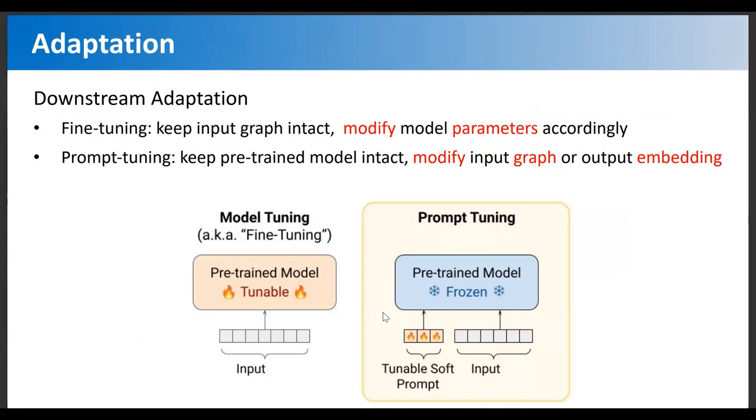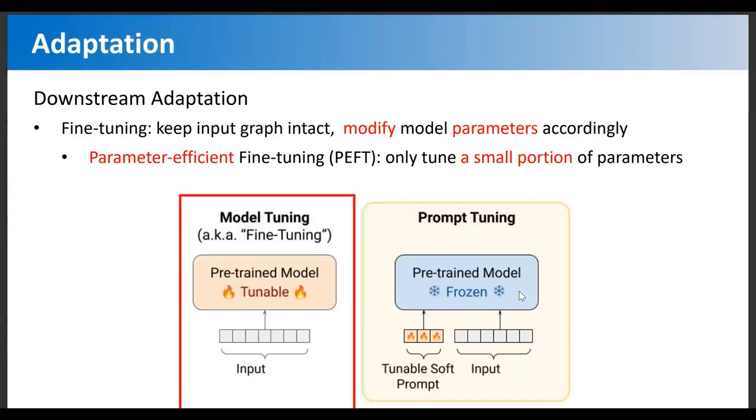But instead, in prompt engineering or prompt tuning methods, we keep the pre-trained model intact. For example, in the right figure here, we freeze the pre-trained model, and instead we modify the input graph or output embedding. Okay, let's start from the fine-tuning part.